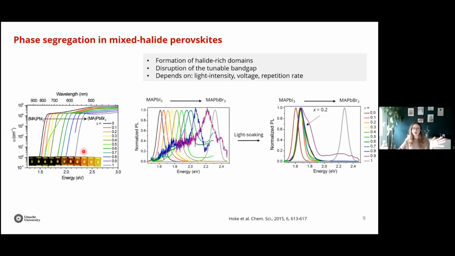This problem is phase segregation, and it's a process where in the perovskite you have movement of halides forming halide-rich domains. So that means that if you have your perovskite in the dark, you have a bandgap fully tunable in the visible, but then when you start to light soak, then the emission will only come from an iodide-rich domain. And of course, this is not good if you think of tandem solar cells or LEDs.